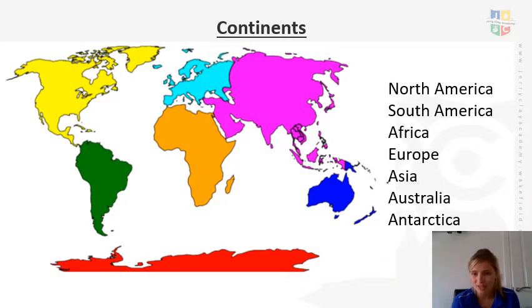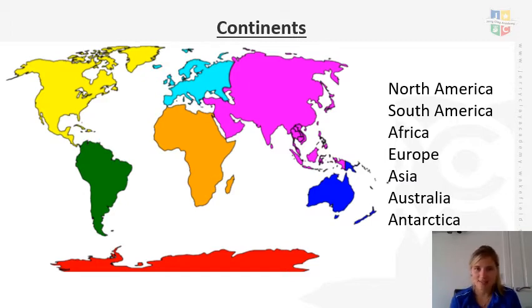So there are 7 continents that you need to know. Now these are them down the right hand side here. So we've got North America, South America, Africa, Europe, Asia, Australia and Antarctica. So these are the 7 continents. Now a continent is where the world is split into big parts of land that are connected together, and they're split up into the 7 continents.